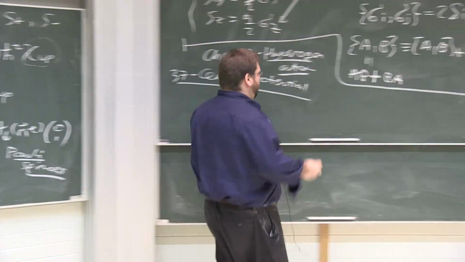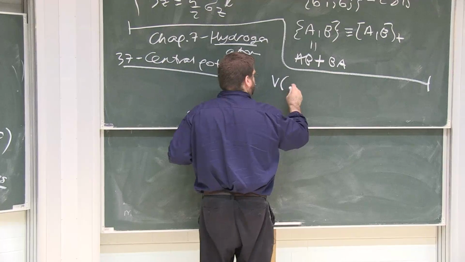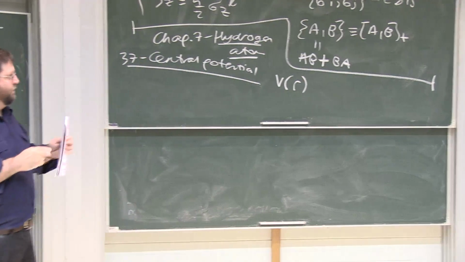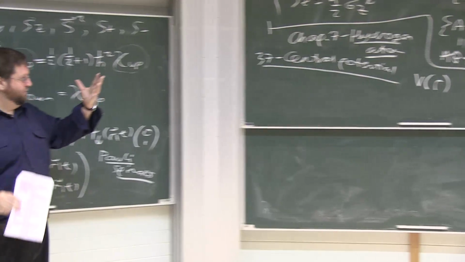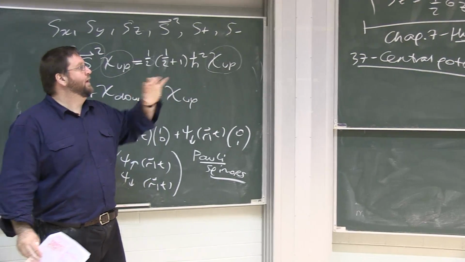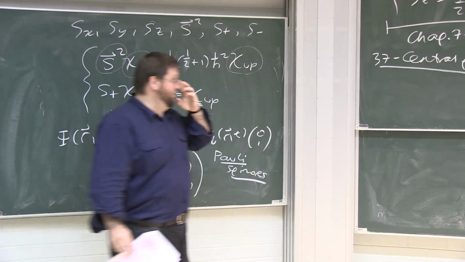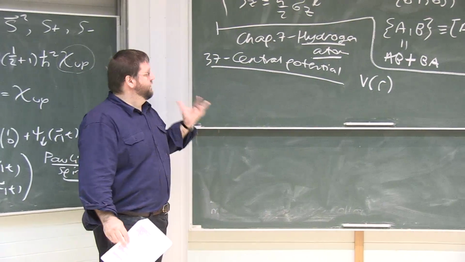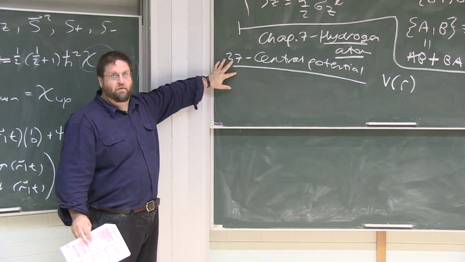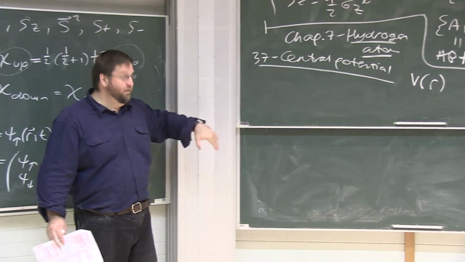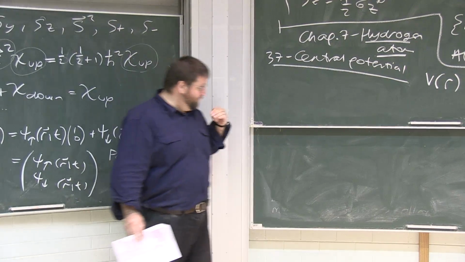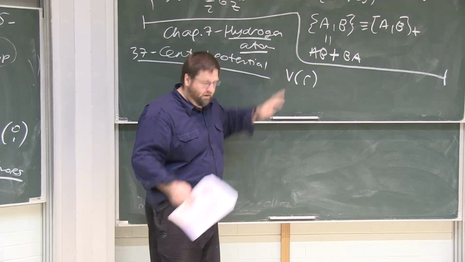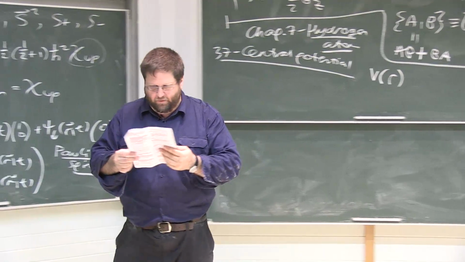I have some central potential, some potential V, which depends only on radial distance r from some origin in spherical polar coordinates. This is a rotationally symmetric potential. This is what I would call a central potential. And let's consider what the Schrödinger equation looks like for central potentials. That'll be the topic of section 37. We'll then, in section 38, apply this to the specific case of the particular central potential associated with the hydrogen atom. So let's do it.